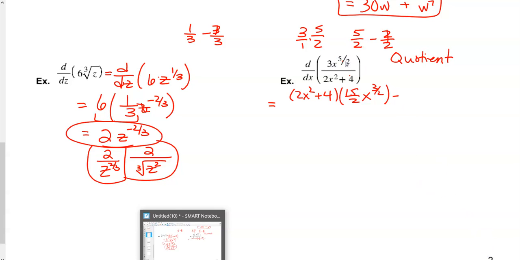Minus high d ho. So I need 3x to the 5 halves times the derivative of the bottom. Now, that's going to go to 0, so I just need this one, which is going to be a 4 and an x. All over that denominator squared.